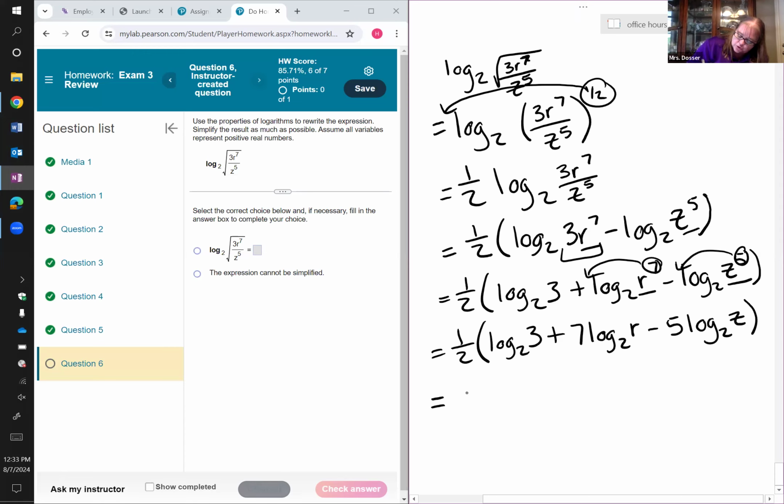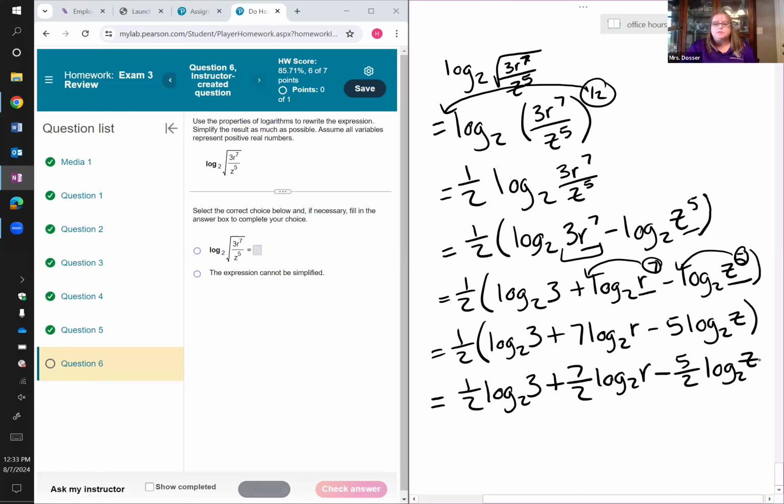Or you can go ahead and distribute the 1/2 and have 1/2 times log base 2 of 3 plus 1/2 times 7 is 7/2, log base 2 of r, minus, and then 1/2 times 5 is 5/2, log base 2 of z. So again, either form, either one of these is going to give you the correct answer.